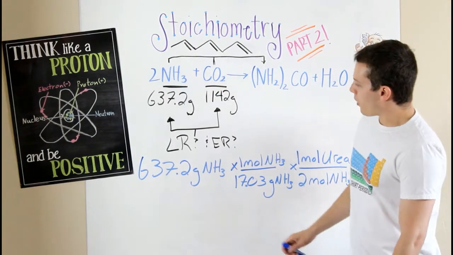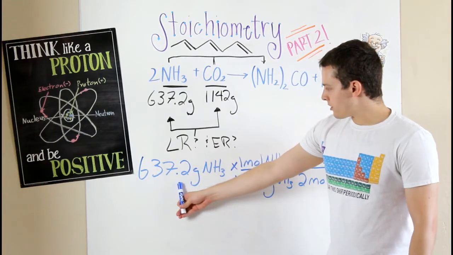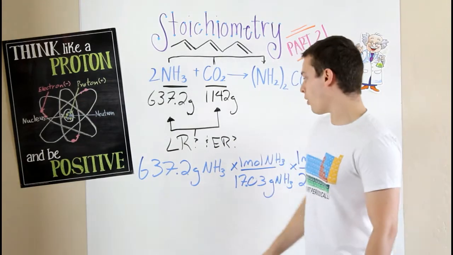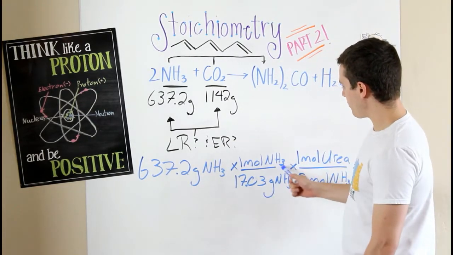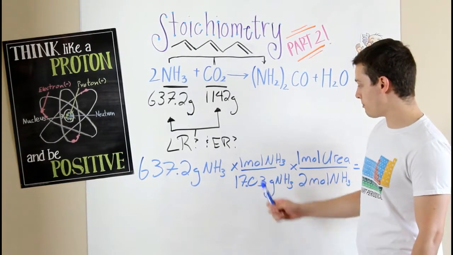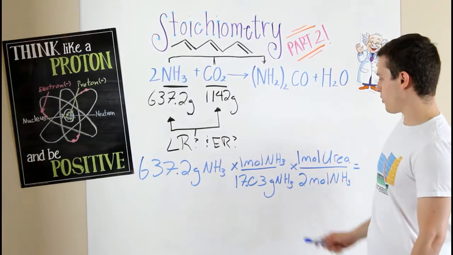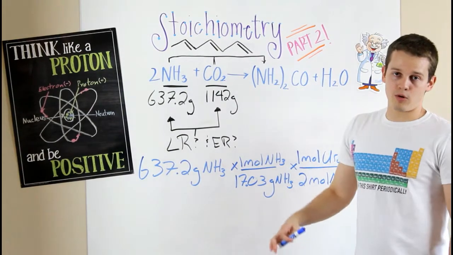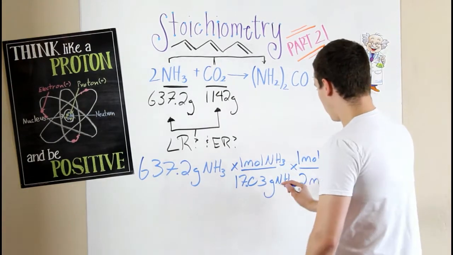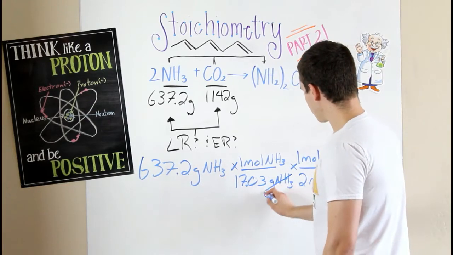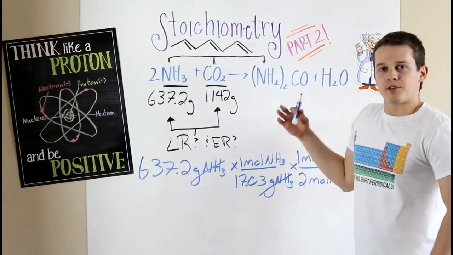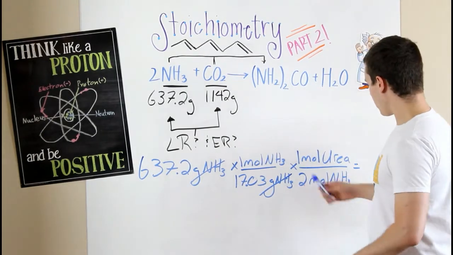So, what we need to do here is take our 637.2 grams of ammonia and get that into moles of ammonia. The only way to do that is by dividing it by the molar mass, which I calculated for you already, and it's 17.03 grams per 1 mole. Or, if we flip that, for every 1 mole of ammonia, you have 17.03 grams of ammonia. With grams on top and grams on bottom, these cancel out. Now we have moles of ammonia, but we still need to get to our moles of urea.